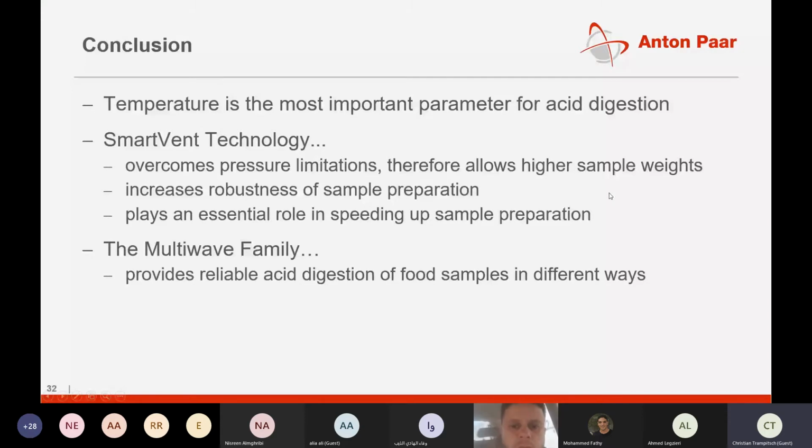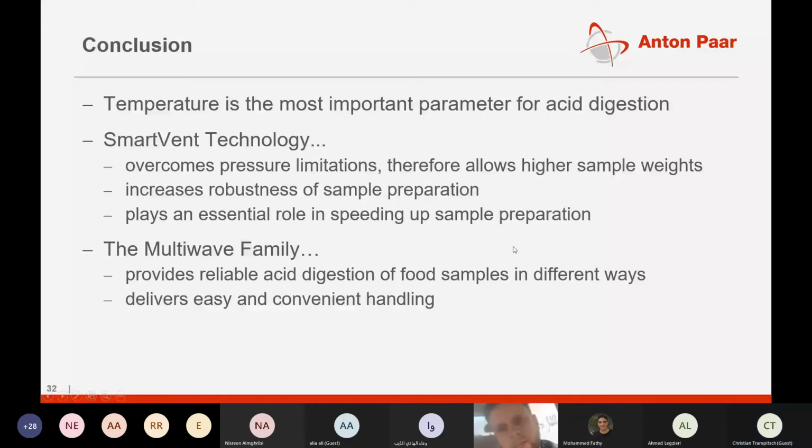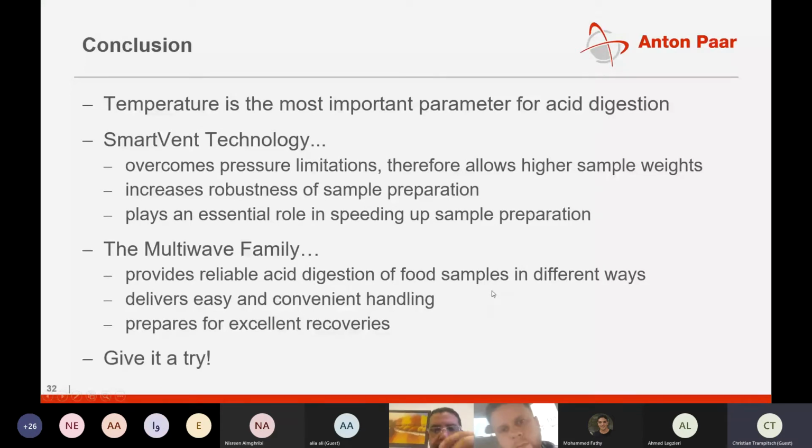So one of these instruments will definitely be the one instrument which is able to provide a good solution to you. And all of the instruments, they deliver easy and convenient handling, which is relevant, I would say, for a focus on daily business, if you do that every day. And the recoveries are excellent when you have been using the multiwave instruments to prepare the samples for the ICP-OES. So maybe you want to give it a try, then feel free to do so.